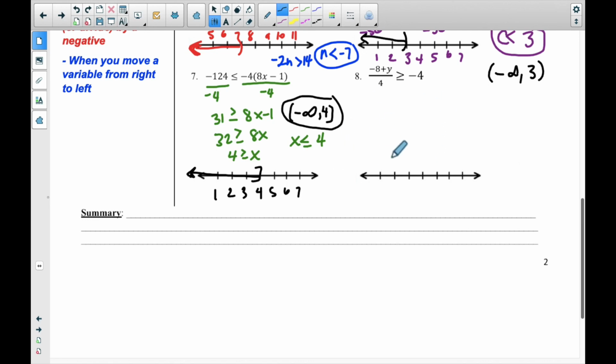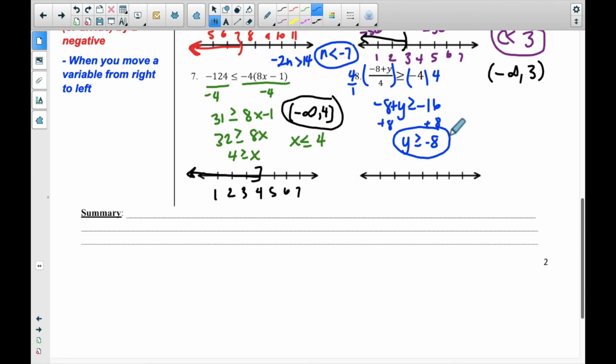Last problem. I think you can do this one on your own. Do you know how to get rid of that 4 in the denominator? Take a second to do number 8. Okay, this one didn't even have any switching of the signs, right? Y is greater than or equal to negative 8. No signs needed to be switched. Let's go ahead and set up our number line. Greater than or equal to negative 8 should look like this. And our interval goes from negative infinity to negative 8.